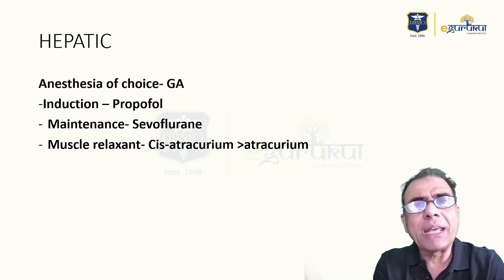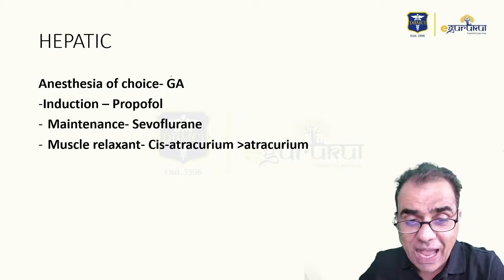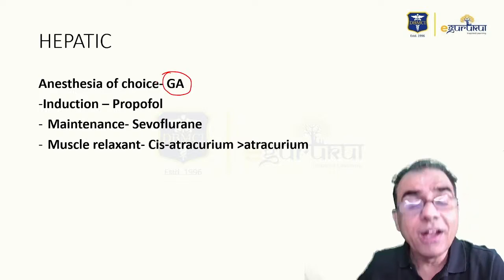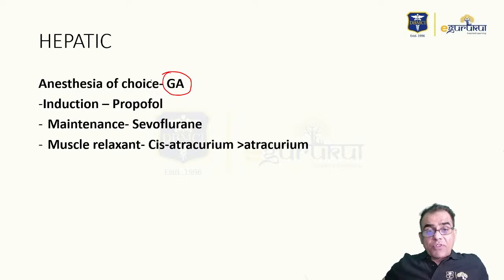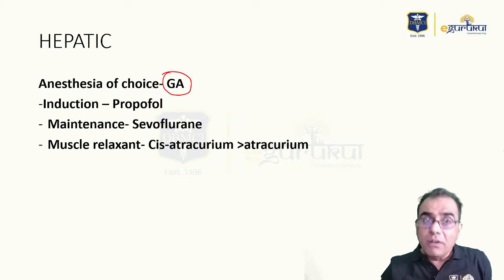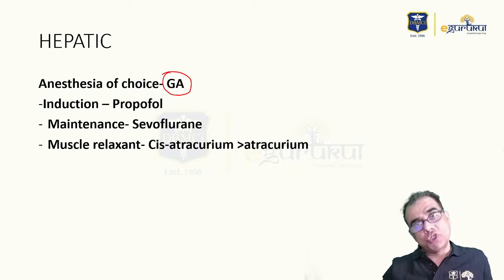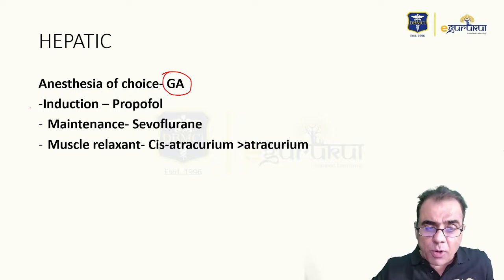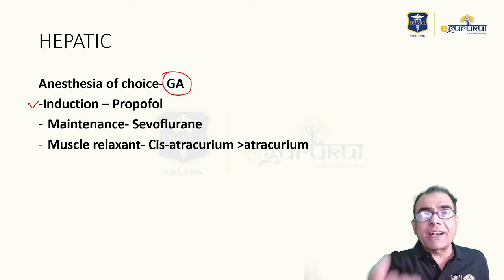Hepatic patients: anesthesia of choice is GA. Why? Because hepatic patients may be suffering from coagulopathy, and coagulopathy is a contraindication for regional anesthesia. So GA. During GA, induction is propofol. Why? Because propofol is short acting.